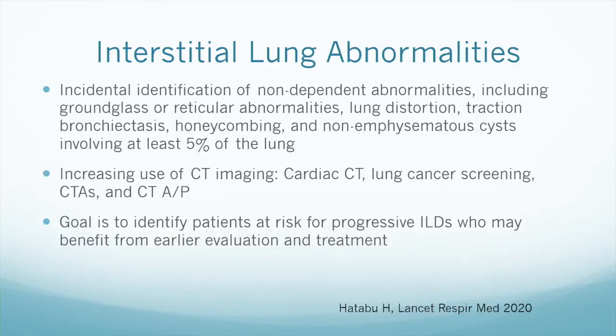So what is an interstitial lung abnormality? This is an incidental identification of a non-dependent abnormality, including ground glass changes, reticular abnormalities, lung distortion, traction bronchiectasis, honeycombing, and non-emphysema cysts involving 5% of the lung.